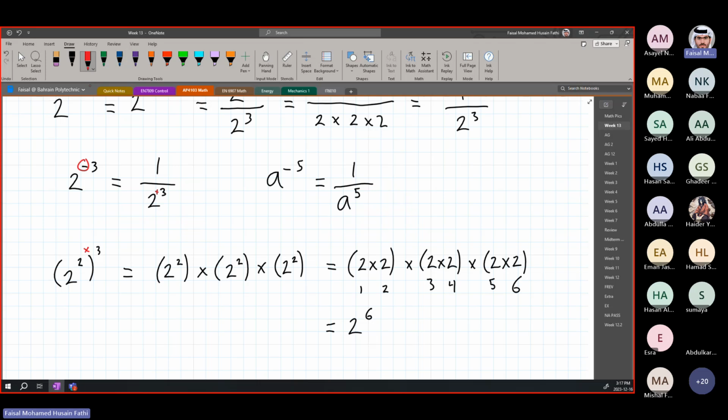So when we have a double power, like an exponent raised to another exponent, you're just going to say that 2 to the power of 2 times 3 is equal to 2 to the power of 6. So the rule is, if you have a to the power of n, all to the power of m, this is simply equal to a to the power of n times m. All right?